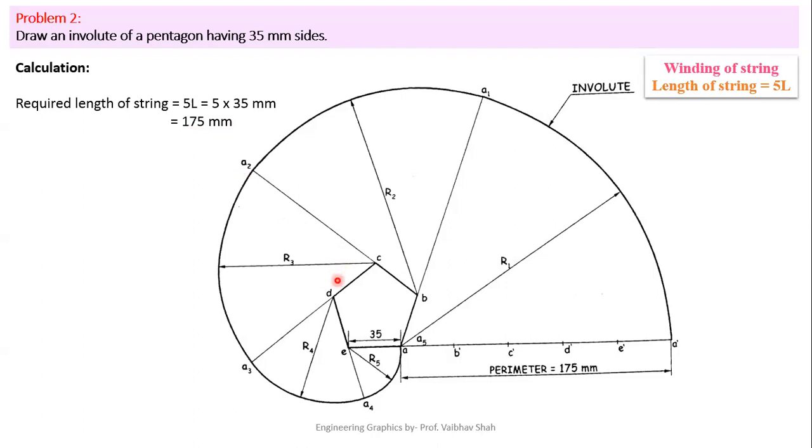So first of all, let us draw the pentagon of 35 mm sides, and let us define it by A, B, C, D, and E. Now from point A, draw one line of 175 mm long. So we have drawn one line of 175 mm long. Then let us define this end point as A dash point. Now what to do next? So now take out your rounder.